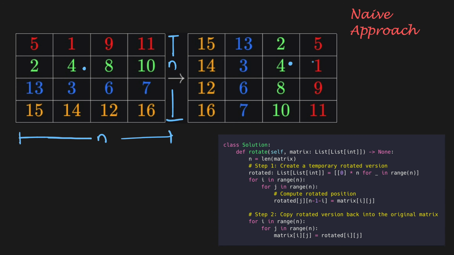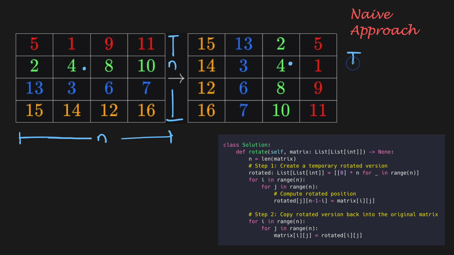So in summary, we take an element at position i, j from the original matrix and set its value in the rotated matrix at the jth row and n-1 minus ith column. And we repeat this process for all elements, building the rotated matrix from scratch. And once the rotated copy is built, we can copy it back to the original matrix, as we need to update the matrix in place.